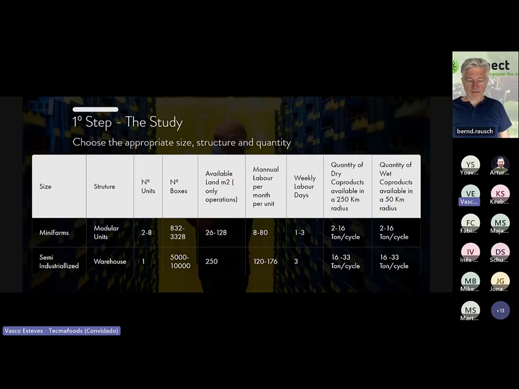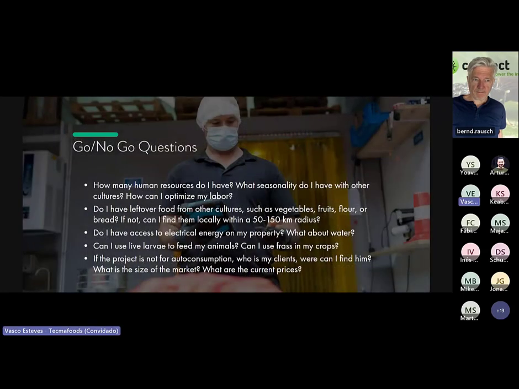Then it's very important to see if there are co-products available. So they need to be near. If they are dry, you can be a little bit further, but if you are using wet products, they need to be really close, because transport of water is highly costly. And you have another option, which will be to transform or create a new warehouse, and this is going to be a bigger operation.